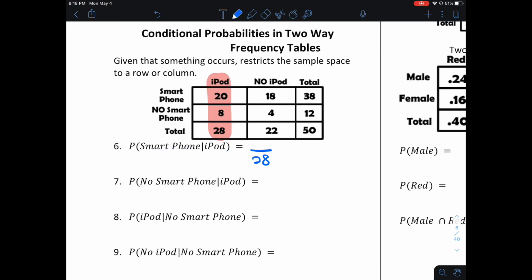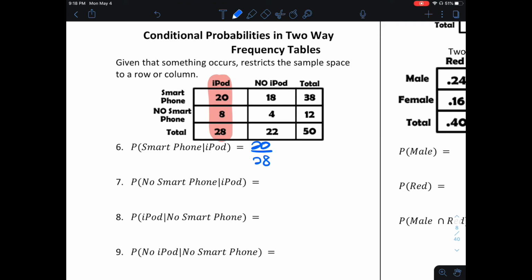Well, there are 20 people that have a smartphone under that category, so that's 20 out of 28. Reduce it if you want. I don't require it. What's the probability that you don't have a smartphone given that you have an iPod? So we're just in the iPod column. No smartphone is 8, so that's 8 out of 28.